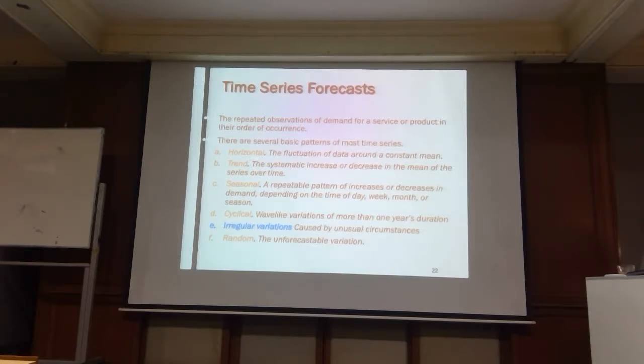Irregular variation, this is the one that we don't want to have. This is about unusual circumstances, unexpected patterns. For example, you have the dot-com crash, crisis of the hamburger, or 9/11, tsunami, something like that. So you have some crisis or some situation that happened, then the demand crashes. And random is the general one that is about the variation that usually happens.